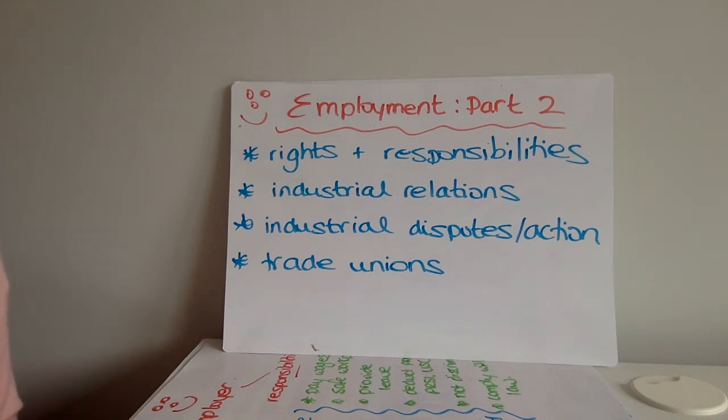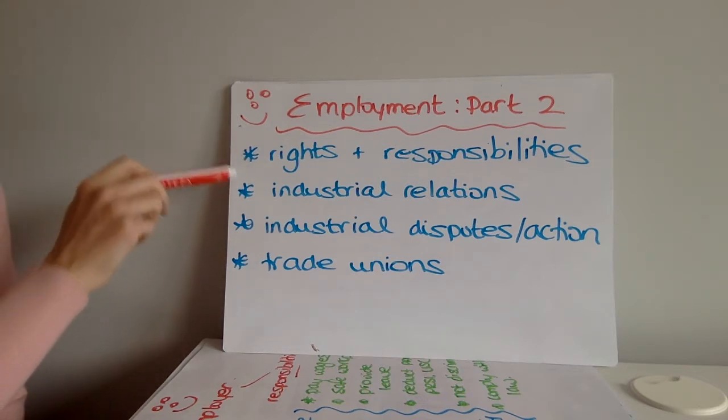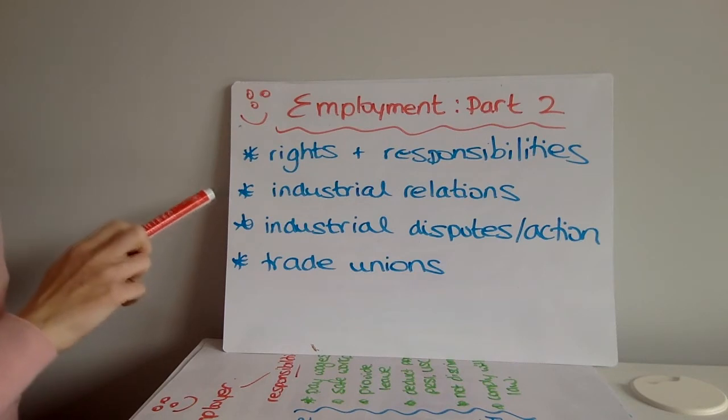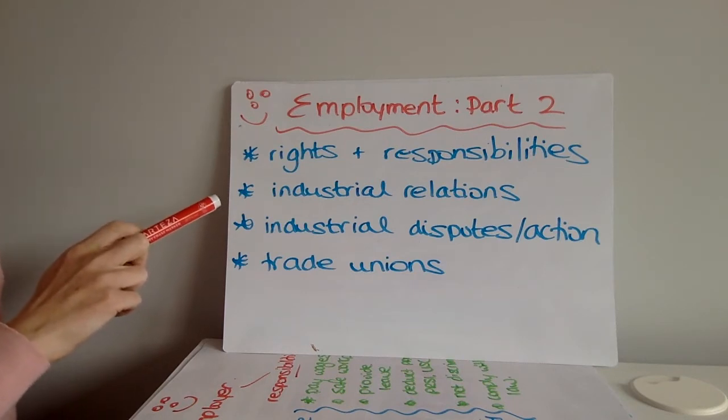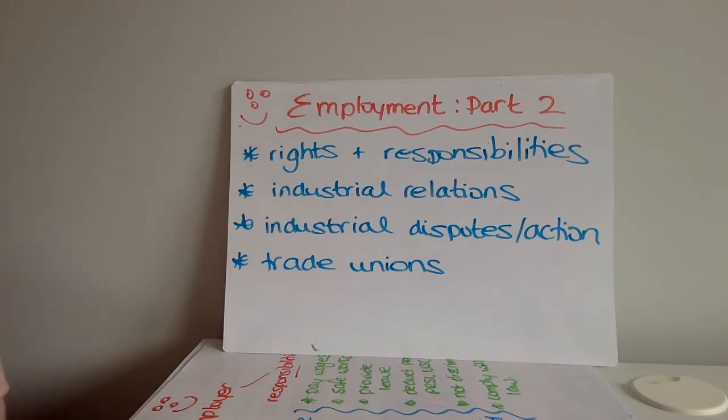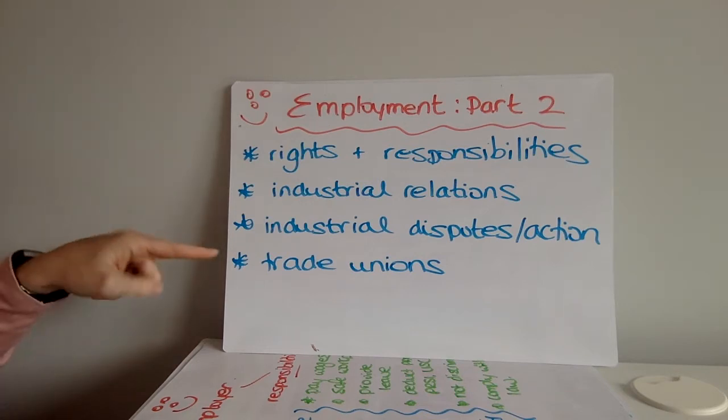Okay, so today we are going to look at employment part 2. By the end of this lesson, everybody should be happy with telling me about employee and employer's rights and responsibilities. We should all have a good understanding of what industrial relations means. We should all then be aware of what an industrial dispute is and different ways that industrial action can be taken, and the role of trade unions in employment.